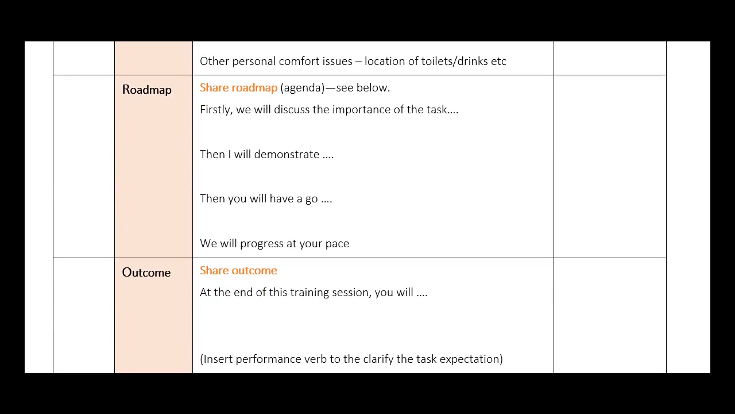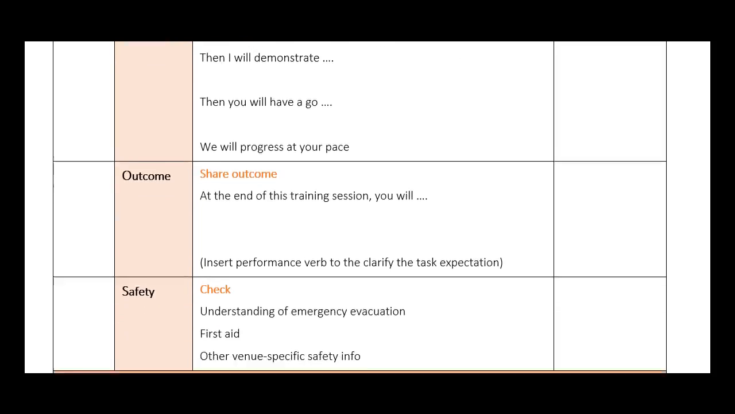The roadmap, what's actually going to happen in the next 30 minutes? So you're going to cover some theory? Are you going to show them a video? Are you going to get them to do a group activity? And then are you going to do a quiz at the end? Like, what's actually going to happen in that 30 minutes? And again, it doesn't have to be in a lot of detail, but it does have to show that you have a plan.